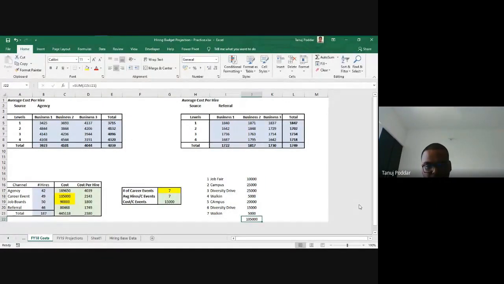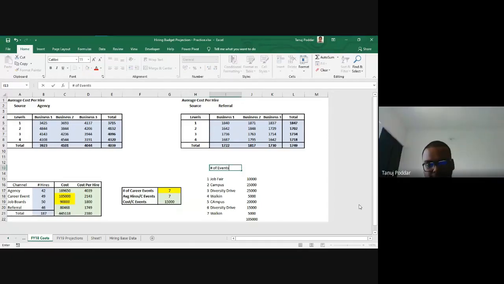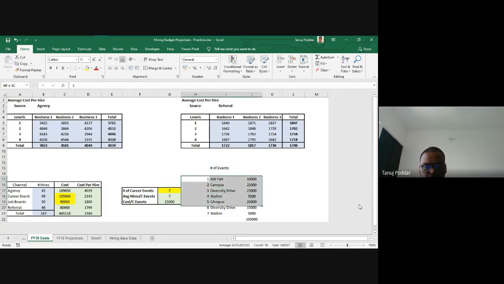Okay, now it makes sense what I've done. First, the number of events, basically, it's an assumption. It's not an assumption. It's just that I didn't give base data for it. Yes, right. But basically, for all the events that you do, you would have tracking of it, right? That how much did I spend on events this year?